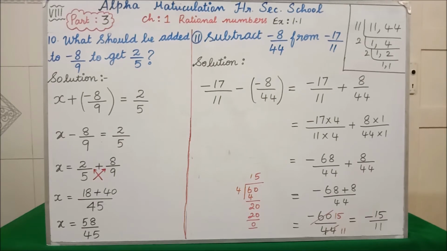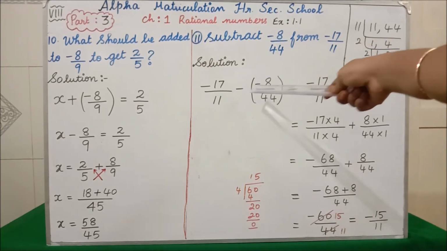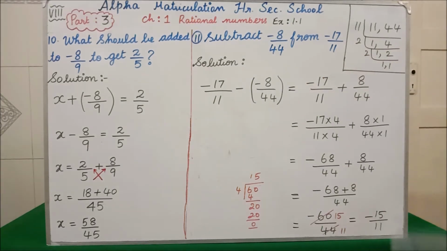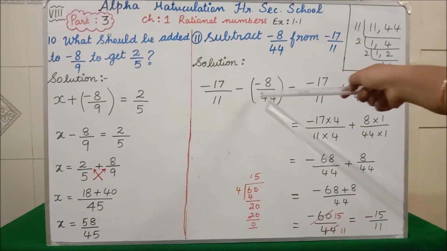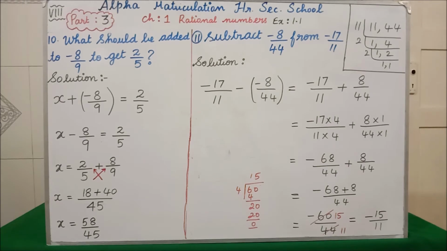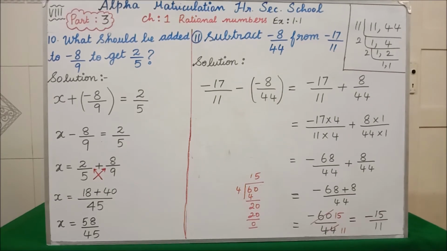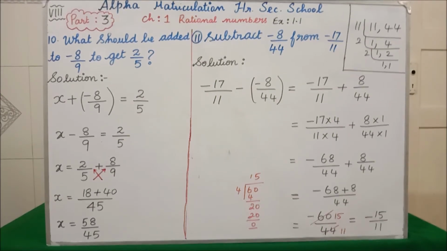So for that, what I am doing is: minus into minus is plus. So I am writing minus 17 by 11 as such, and minus into minus is plus 8 divided by 44. Clear? Now for this rational number only one sign we are having, which is plus. This minus has become plus. Now either you can do cross multiplication, otherwise you can do the LCM method.